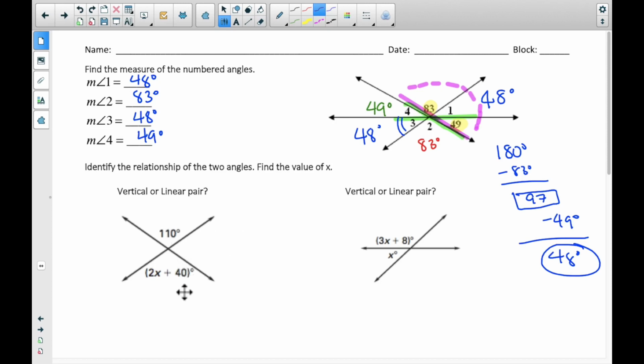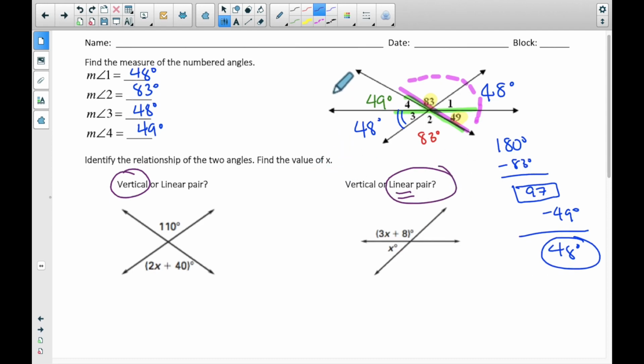These two, they're across from each other. Those are vertical angles. These make a straight line. The word line is here. It's a linear pair. And then it asks us to find the value of x.